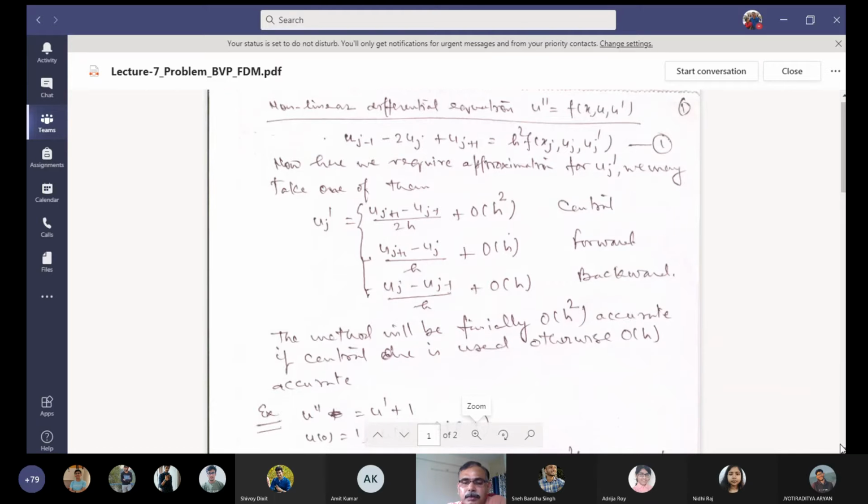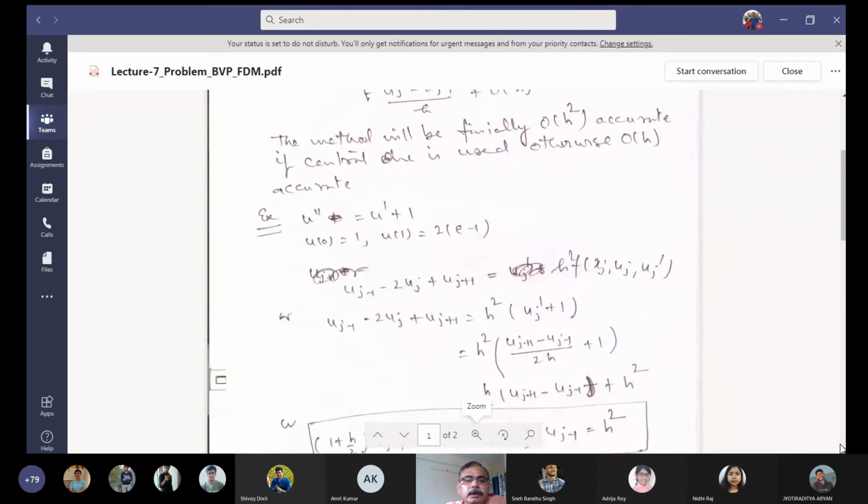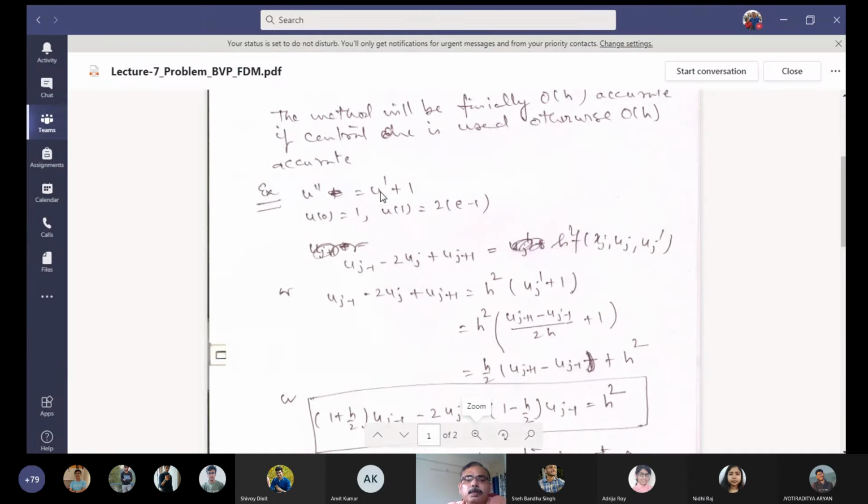This problem is given in your book. So let us see that u double prime equal to u prime plus 1. You have seen till now y double prime equal to f type of thing. Here it is u double prime equal to f of x, u, u prime also. It may be in non-linear part also. But that is not in your course, so I am not telling that. And the boundary conditions are given as u(0) is 1, u(1) is 2 into exponential 1 minus 1.